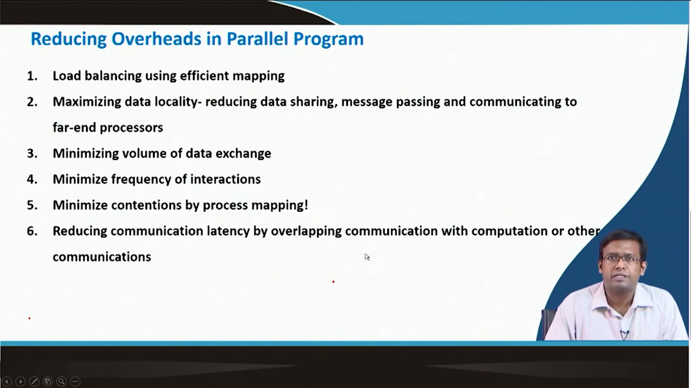Reducing communication latency by overlapping communication with computation or other communication, that is understandable, that communication takes a substantial amount of time. At the same instance when one computer is trying to communicate some data to the shared memory space or to another computer, if some amount of data which is not being affected by this communication can be considered by the computer, and computation on this data goes on, that means that communication time will be overlapped by some of the computation time, and that will also reduce overhead.